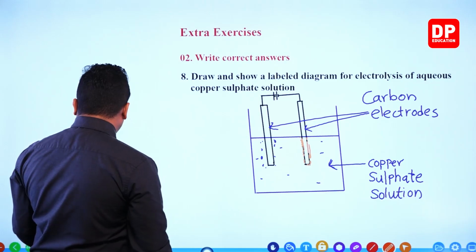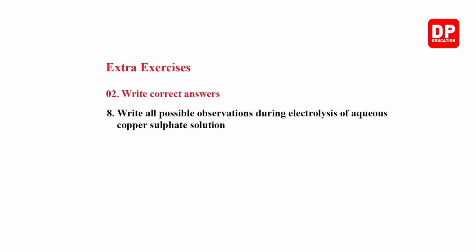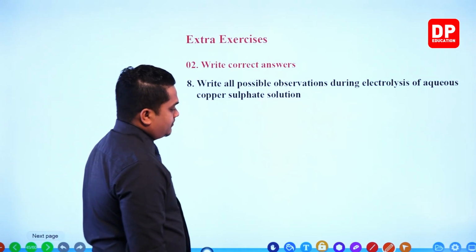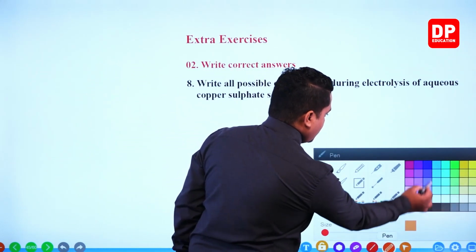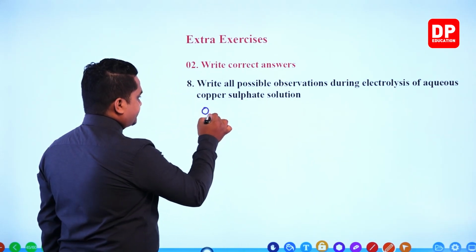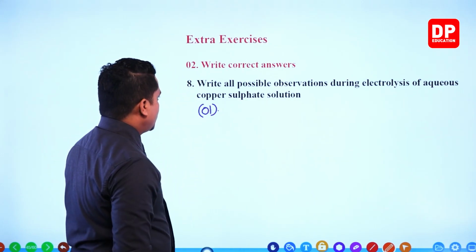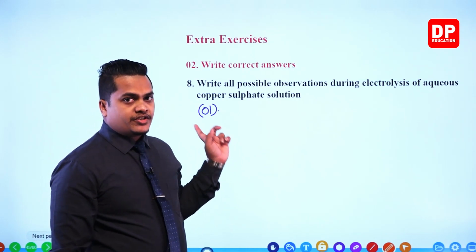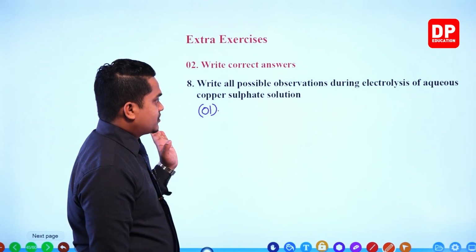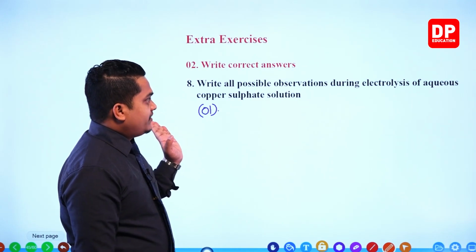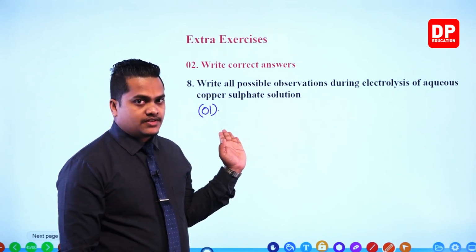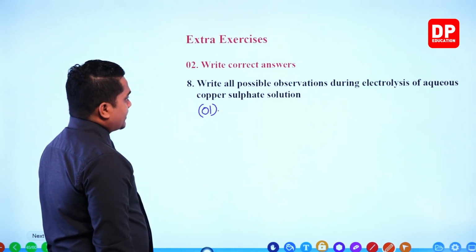Okay, then the next one. Write all possible observations during the electrolysis of aqueous copper sulfate solution. Right. So we'll write down the observations of copper sulfate solution. Number 1. First one. So this is a continuation of the previous question, my dear children. The previous question was asking about the electrolysis process of copper sulfate. So this is a continuation. Let's see.